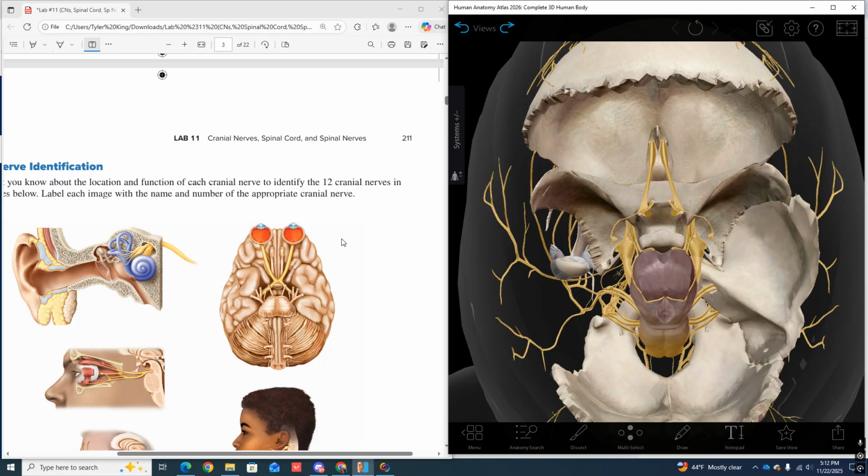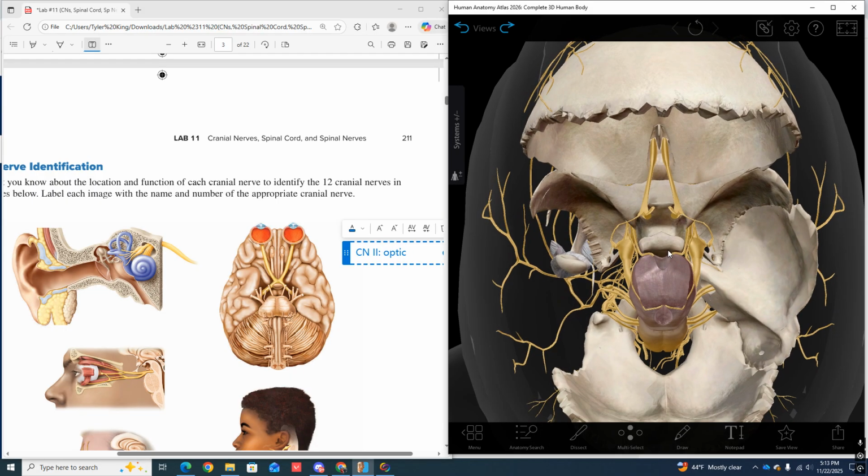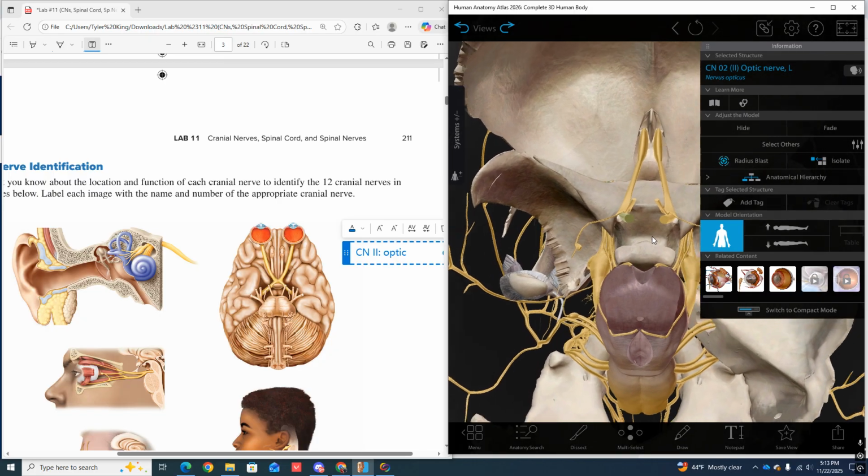This is the optic nerve, okay? In more particular, what we can see on our model over here, okay? So if we want to look and see the optic nerve, we can see where that optic chiasm would run right here, okay? So this is the optic nerve on the left and on the right.